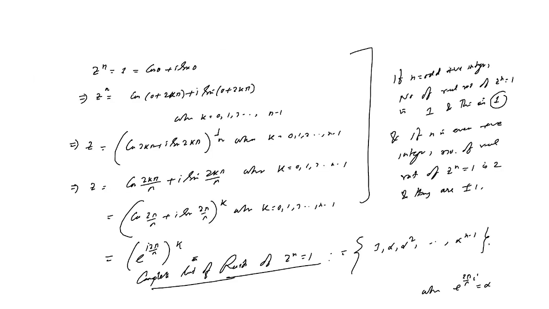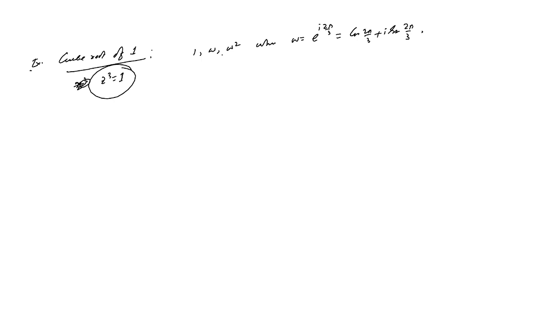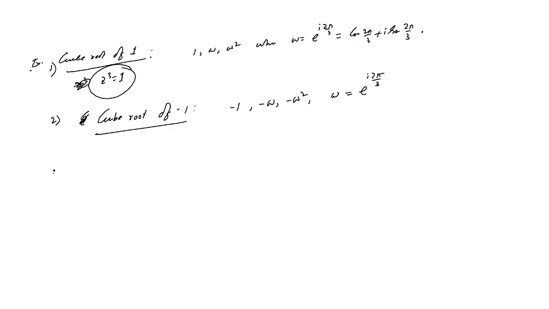How will you find the nth root of unity? You will see 1, omega, omega square are the cube roots of unity. Similarly, we can find the cube root of minus 1. This is example 1. Example 2, the cube root of minus 1. So the cube roots of minus 1 are minus 1, minus omega and minus omega square, where omega equals e to the power i 2 pi by 3. In a similar way, you can find others.